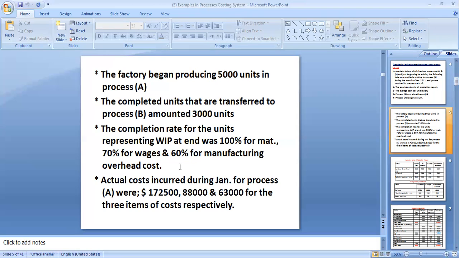That's why we made two columns, one for wages and one for manufacturing overhead. If I give you that the completion rate is 70% for both or 60% for both, and you fill in one column, no problem. Actual costs incurred during January for process A equal 172,500, 88,000, 63,000. So I have materials 172,500, wages 88,000, overhead 63,000, that is indirect manufacturing cost.